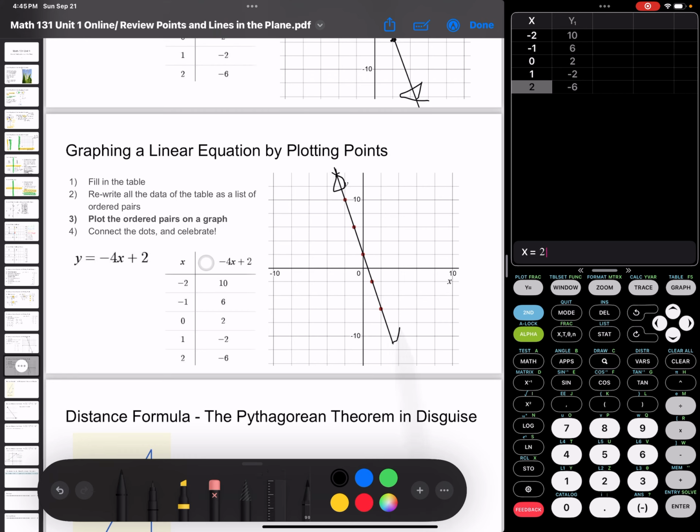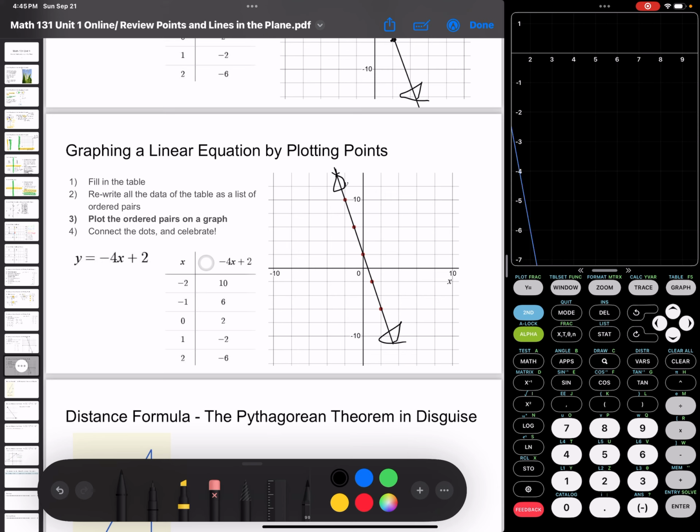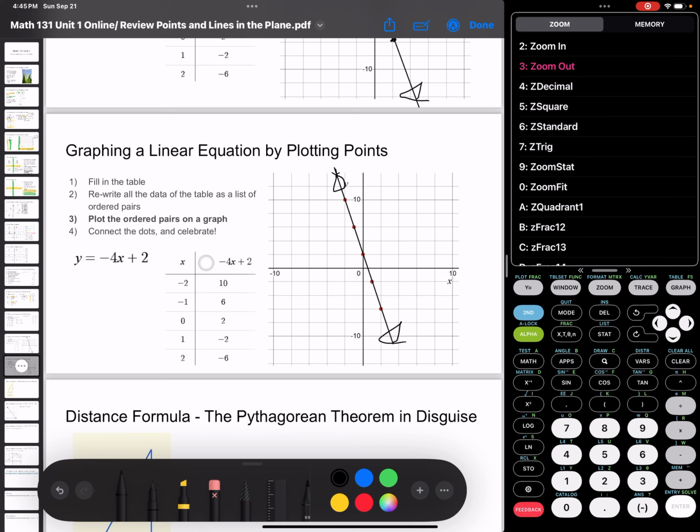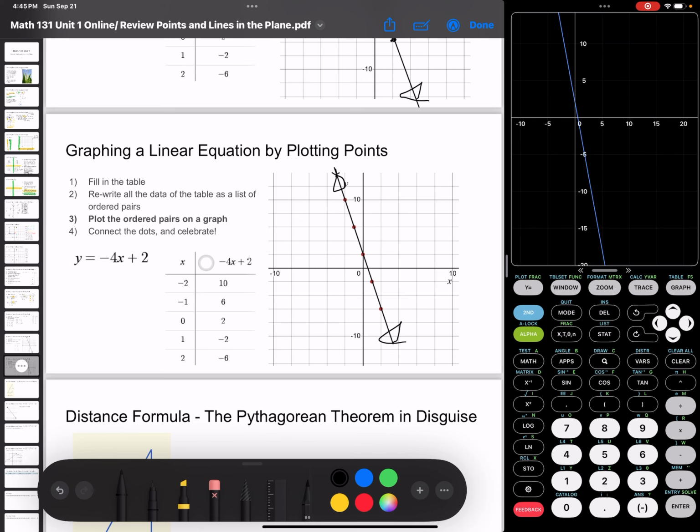Use the tools available to you, right? Okay, my friends. So that's how you can plot a line by just plugging in points. You can use your calculator to help. And by the way, let me zoom out. There's our line. I almost don't even want to show you that. But you can use it to check your work.